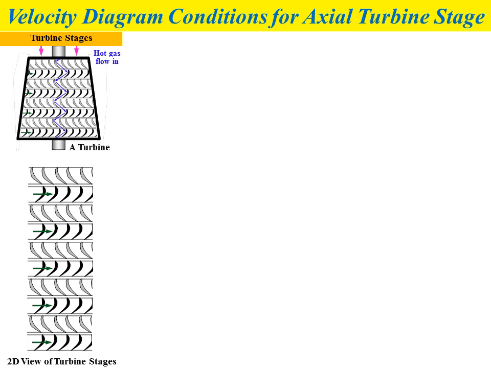If you look at the 2D view of the turbine stages, the stages consist of a number of stators, or nozzles, and a number of rotors.